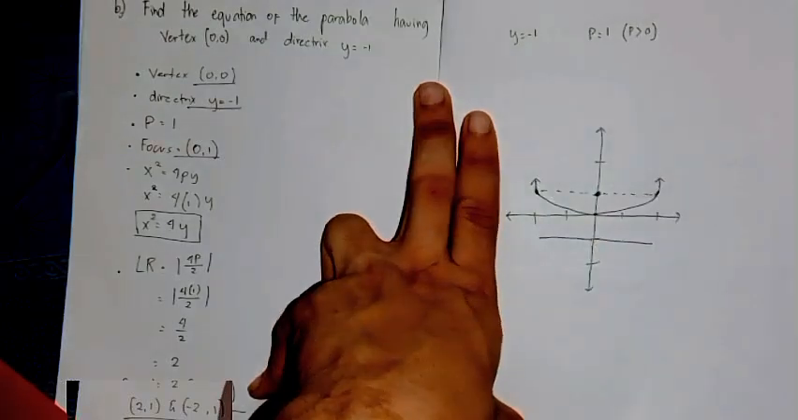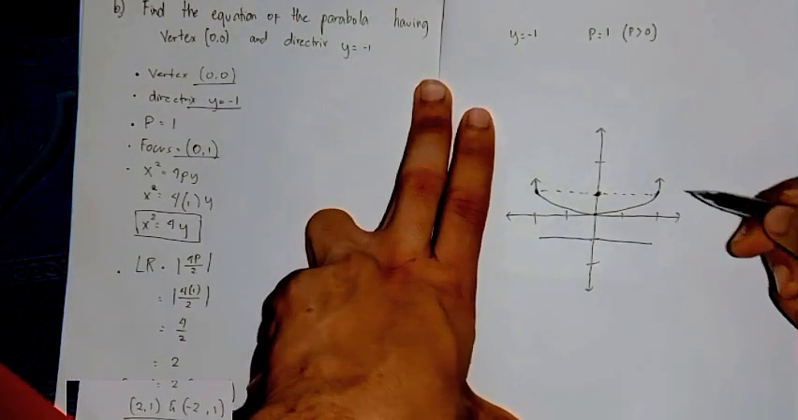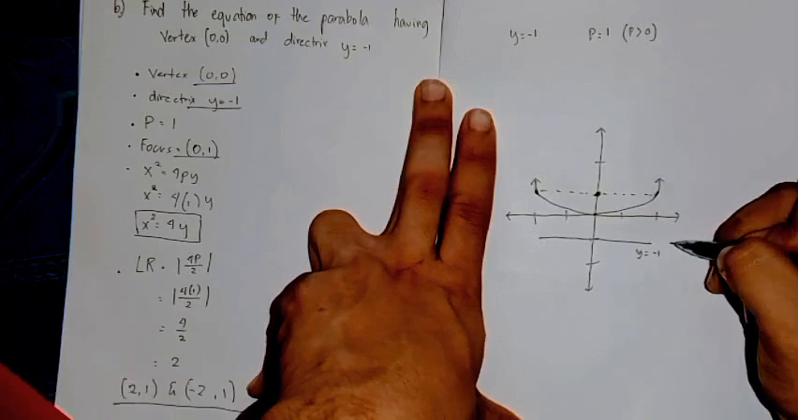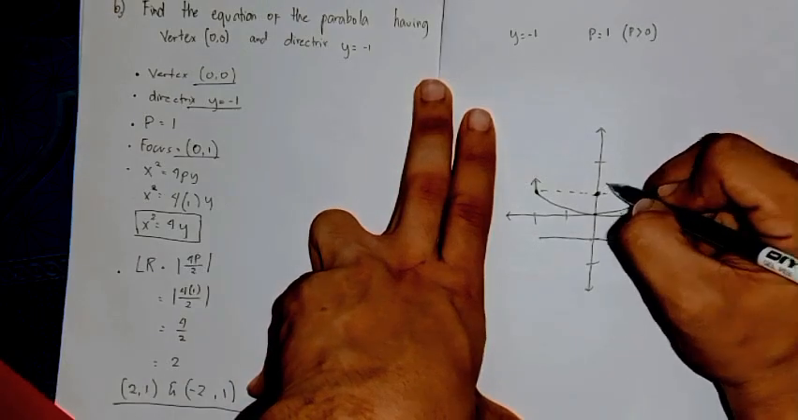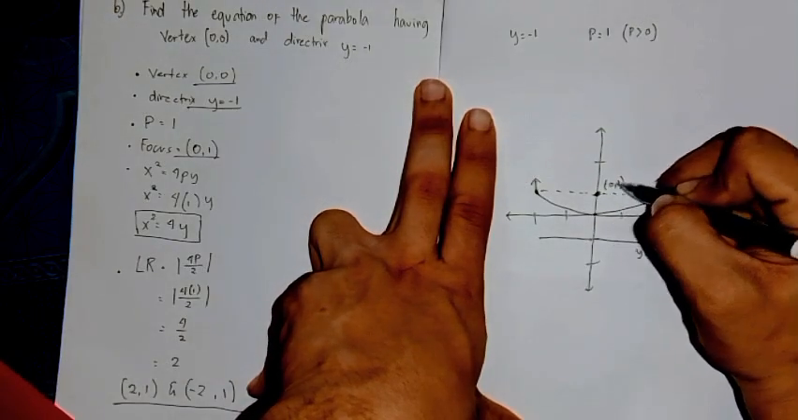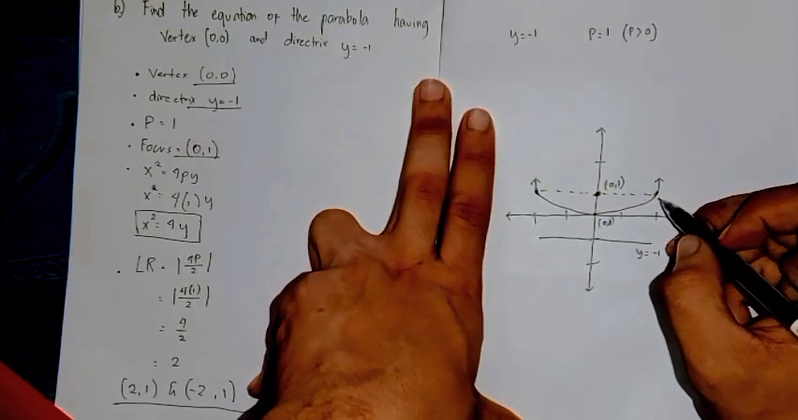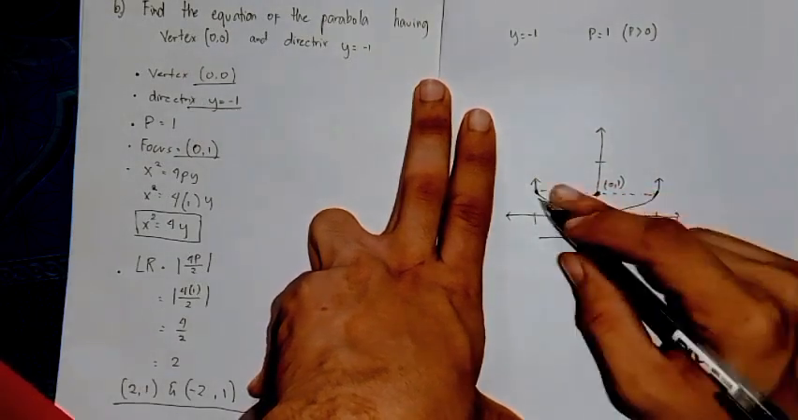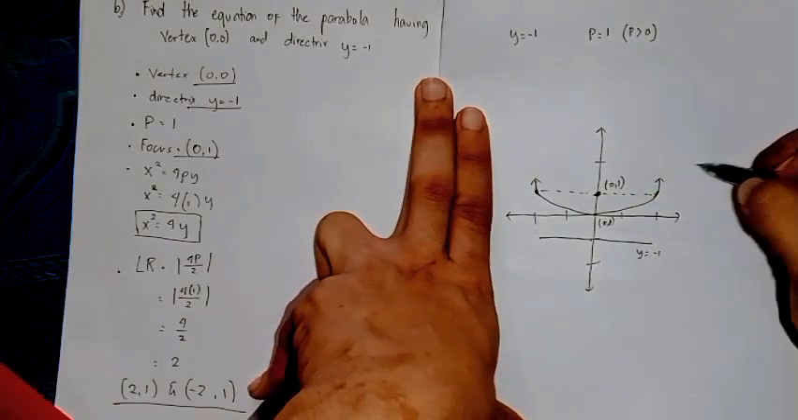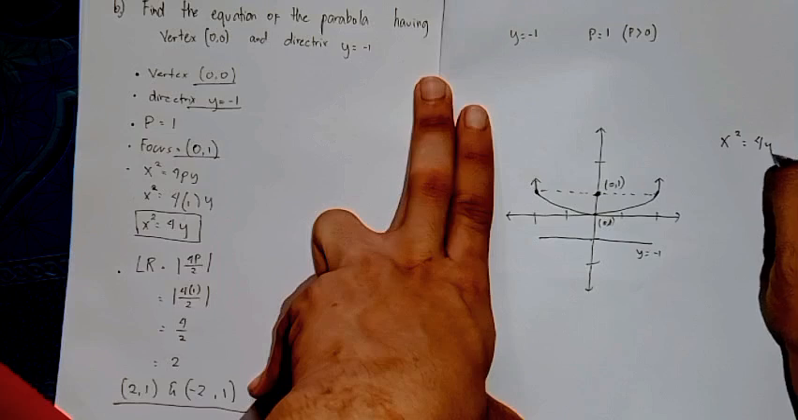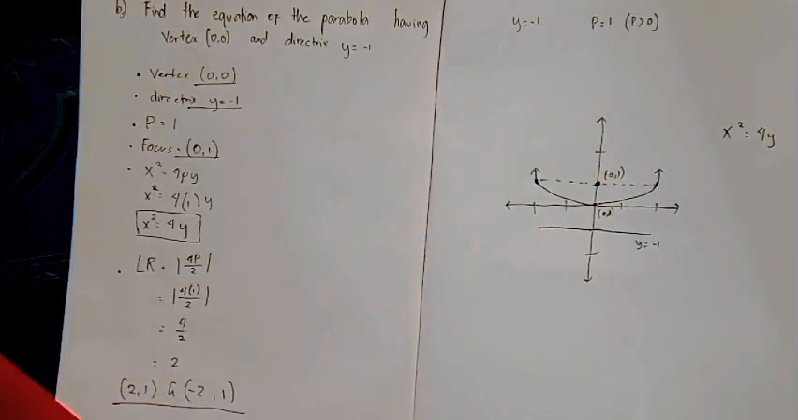The parabola looks like this. This is the directrix, y is equal to negative 1. This is the focus, we have (0, 1). And the vertex is (0, 0). And these are the endpoints of the latus rectum. Now this is the graph of x squared is equal to 4y. That's all for the parabola.